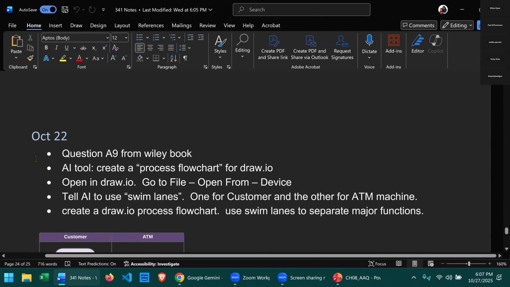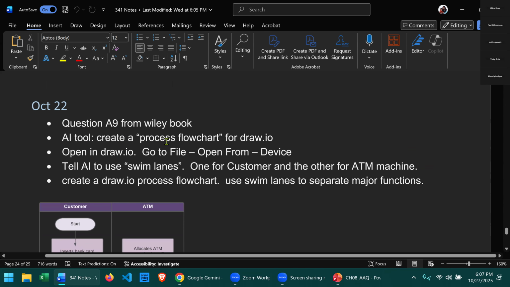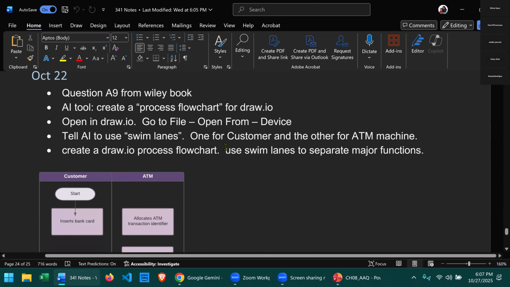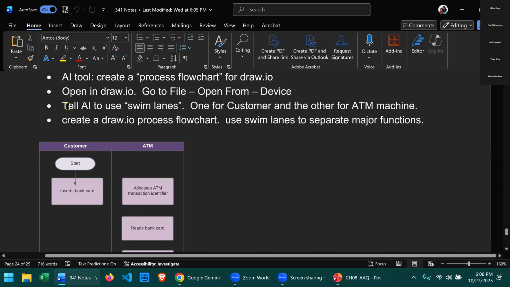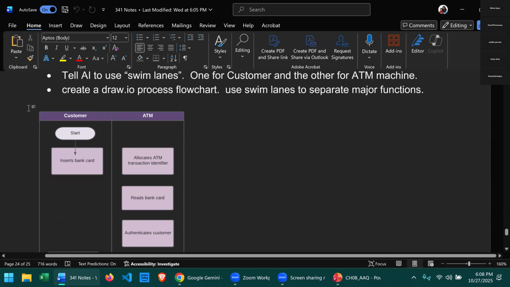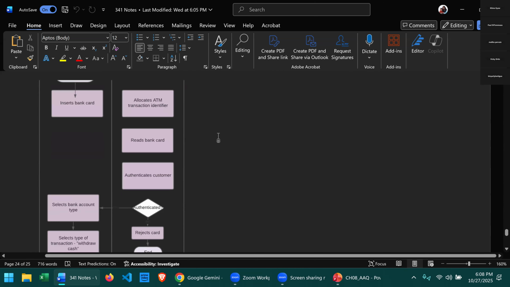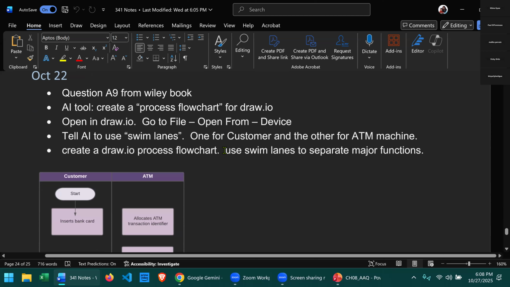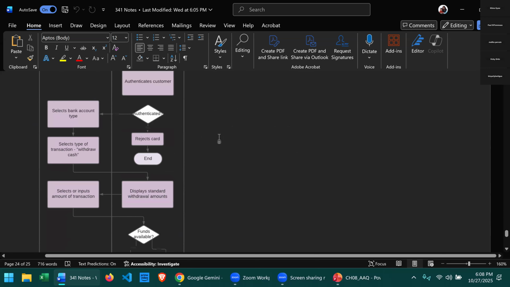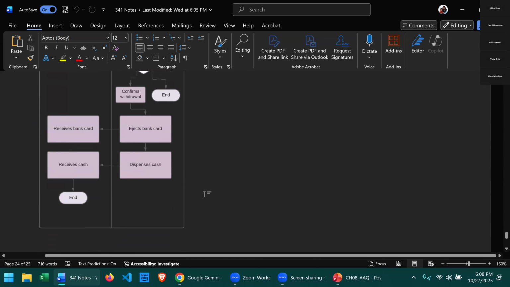So this is from the October 22nd class. We did question A9 from the Wiley book. We created a process flow chart for draw.io, and I have information in there, including we told the AI to use swim lanes, and I specified one for customer, other for ATM machine, and then we had, I forgot which one we used, probably Gemini, I'm not sure what we used last class, or ChatGPT, but one of these AI tools you can use to generate this.